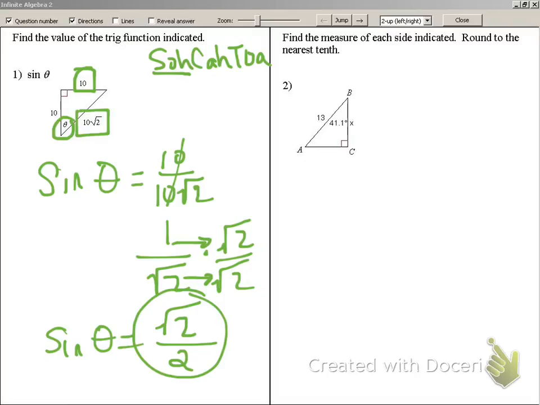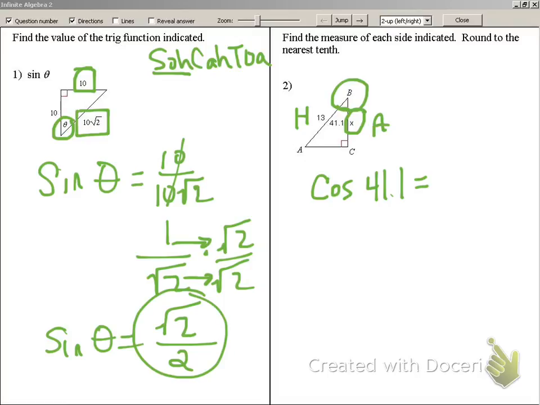Number 2 says find the measure of each side indicated, round to the nearest tenth. So notice that we are looking for x right here. Now the angle B is 41.4. So this angle B is 41.4. So I'm given, in relationship to angle B, the adjacent side and the hypotenuse. So that would be cosine of B. Or we actually know what B is, so I need to write that in there. Cosine of my angle, which is 41.1, equals adjacent over hypotenuse.